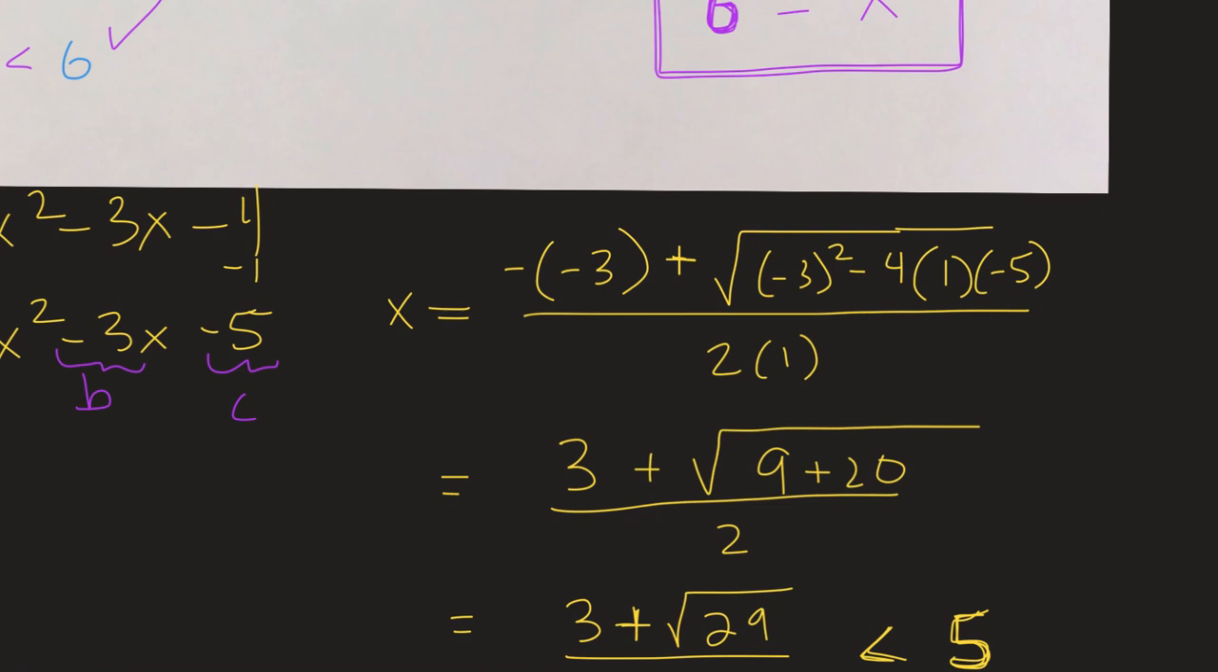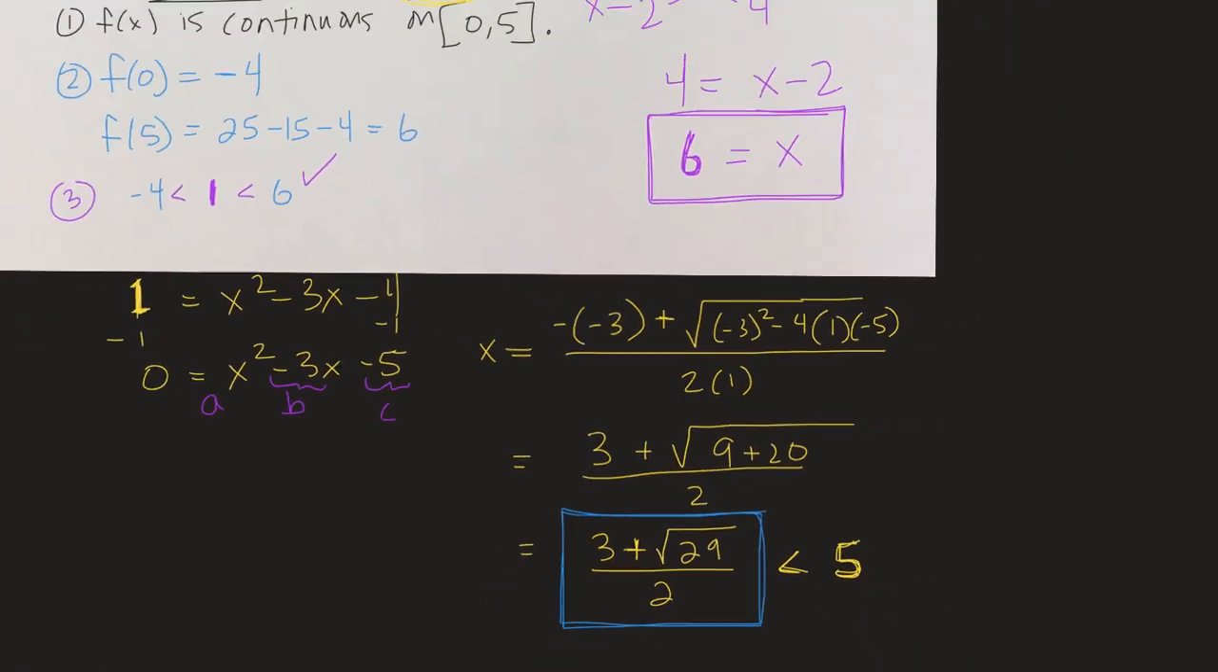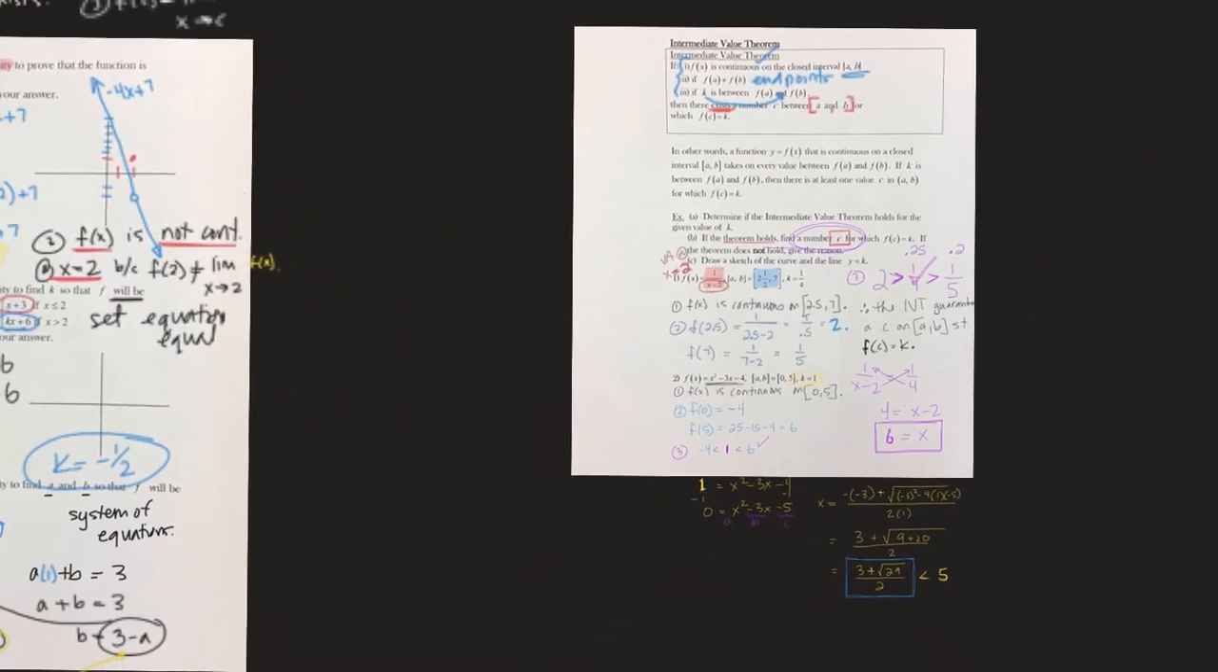8.3 divided by 2 is 4.15 or 4 point whatever. 4.15 is in fact less than 5 and bigger than 0. So I am okay with this answer. It matches all of my requirements for my solution. So if your quadratic is not factorable, then you have to solve it algebra 2-wise by using the quadratic formula. Okay, so there's some more work on intermediate value theorem and continuity.